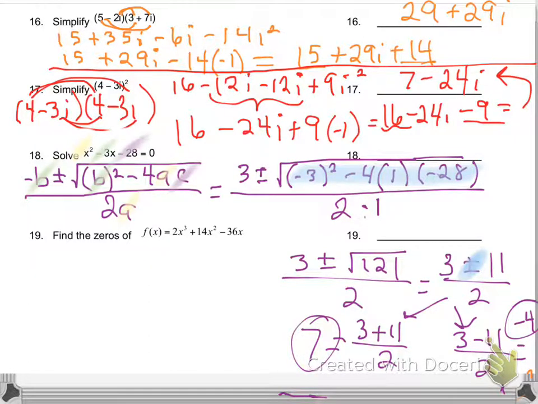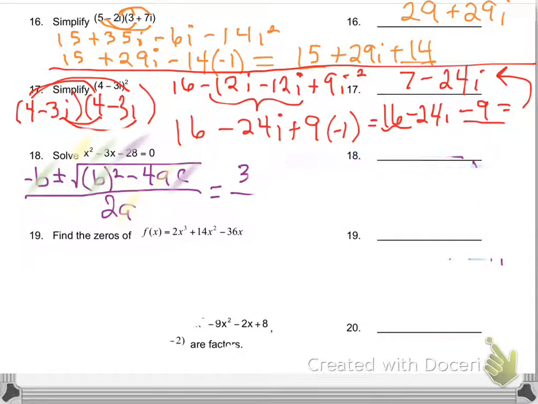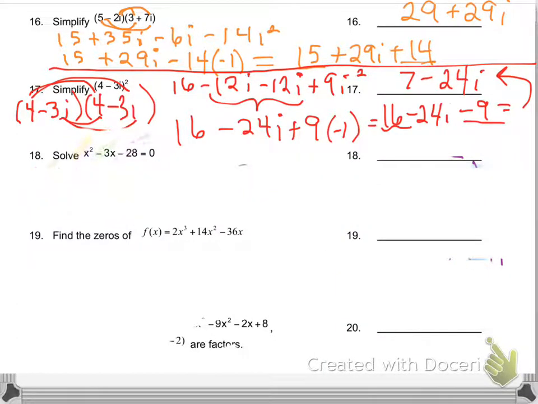Okay, number 19 says find the zeros of 2x to the third plus 14x squared minus 36x. I am going to erase everything in purple here, so if you need it, please pause the video and write it down. Oh, I'll fix that. There's some writing underneath there, not a big deal. Just give me 1 second. There we go. Okay.